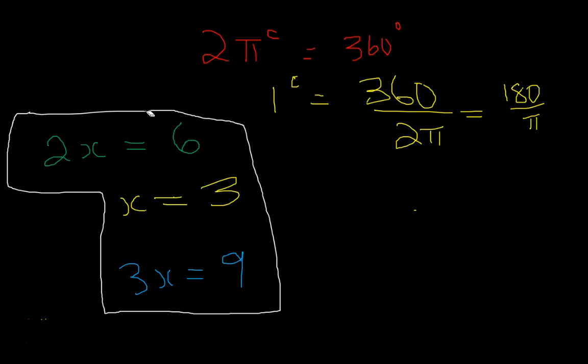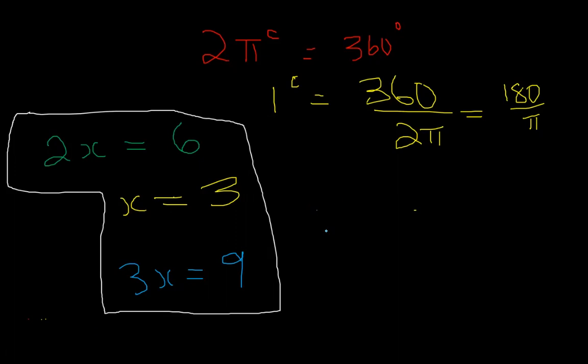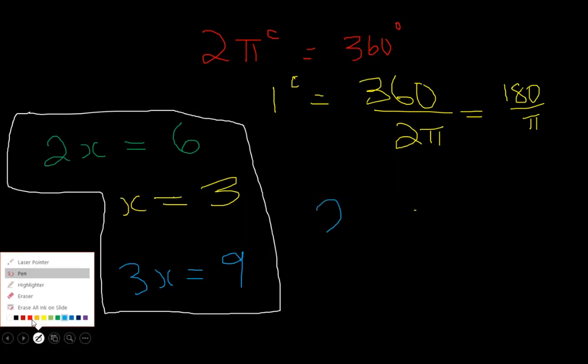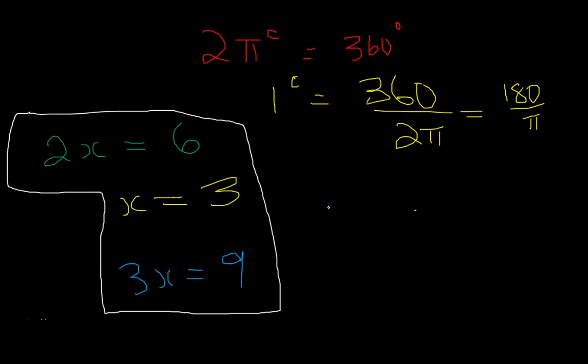Okay. Just like here, right? We found out that x is equal to 3. And when I asked you to find 3x, you told me it was 9. Why? Because you said 3 times 3. So if I ask you, okay, I know that 1 radian is equal to 180 on pi. Find 3 radians. What would you tell me the answer is?